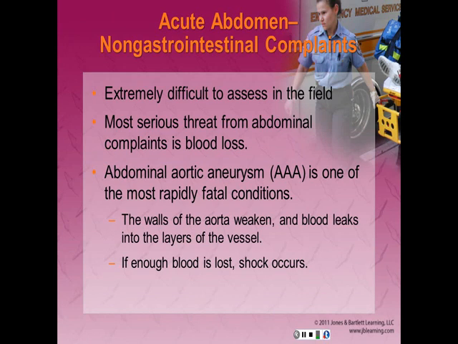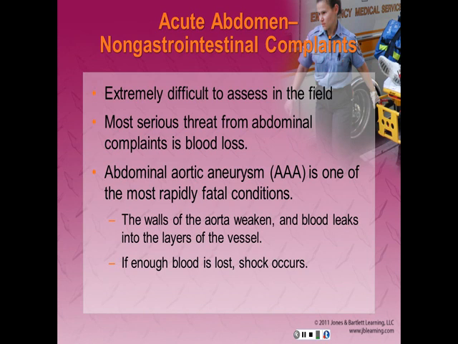It tends to develop in people who have a history of hypertension and atherosclerosis. The walls of the aorta weaken and blood begins to leak into the layers of the vessel, causing the aorta to bulge like a bubble on a tire. If enough blood is lost into the vessel wall itself, shock occurs. If the vessel wall bursts, it rapidly leads to fatal blood loss.